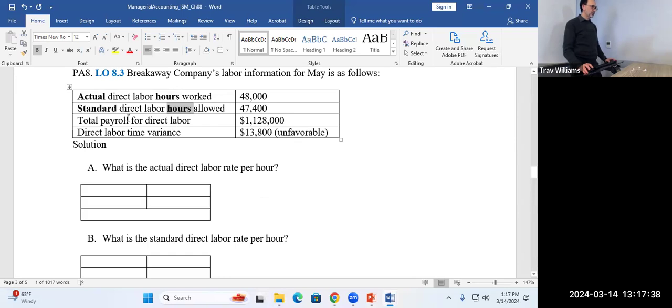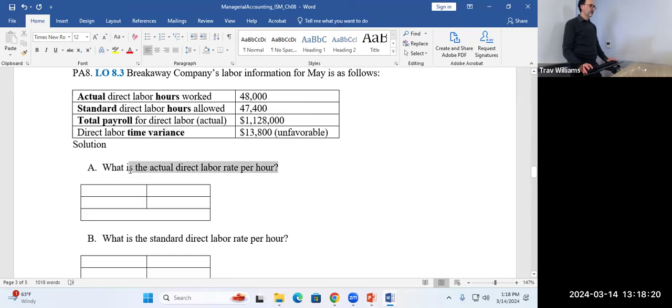We've got the total payroll. Now it doesn't specify total payroll for direct labor. Do you think that that's actual or is that a standard? Yes, we can assume here that it's actual. They didn't say budgeted payroll. They didn't say standard payroll. They just said this was the total payroll, so we can assume that's an actual amount. I'll put that here for reference. And then they give us the direct labor time variance.